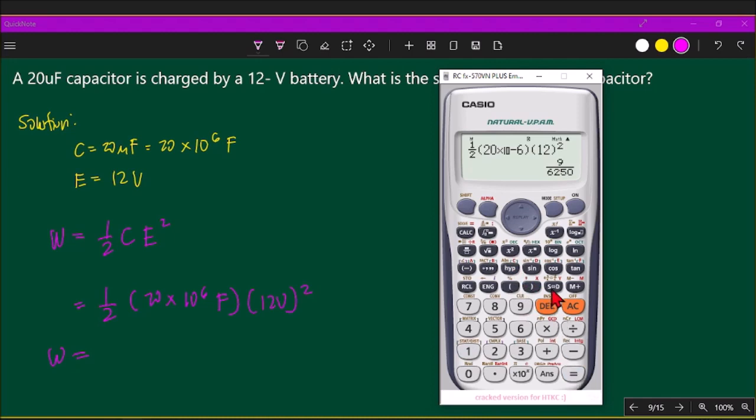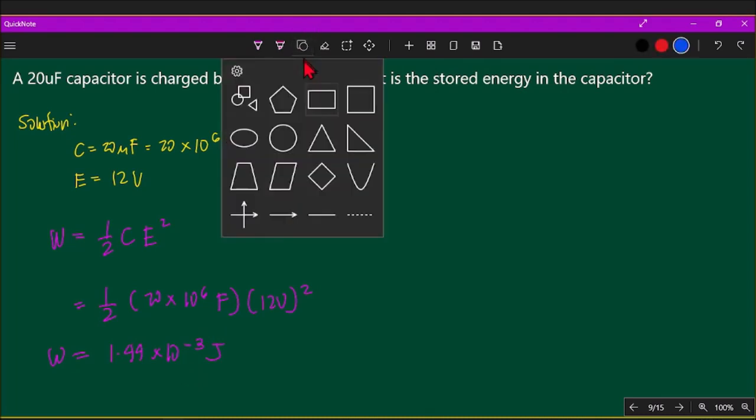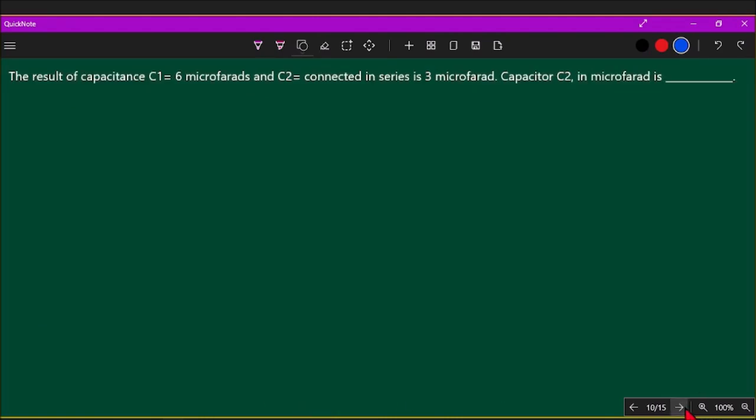So we will have 1.44 times 10 to the power of negative 3 joule. So we have 1.44 times 10 to the power of negative 3 joule, and this will be our answer. Okay, so next example.